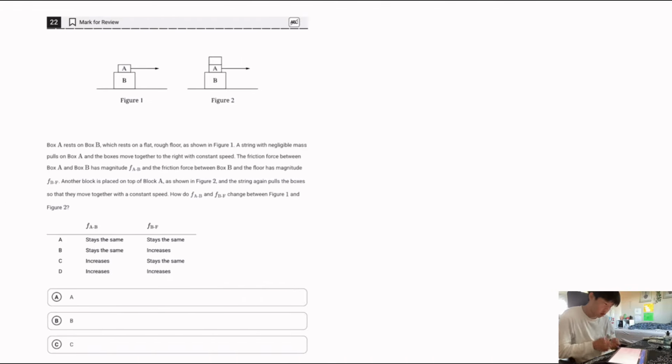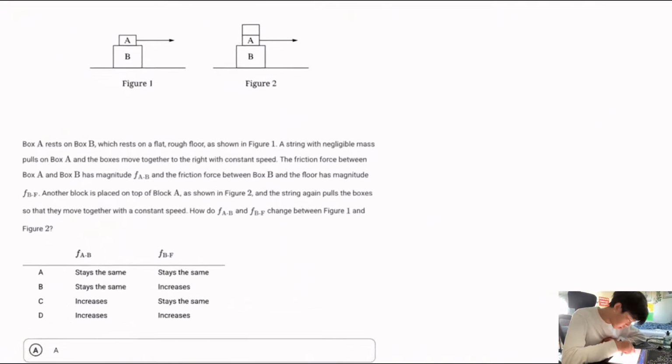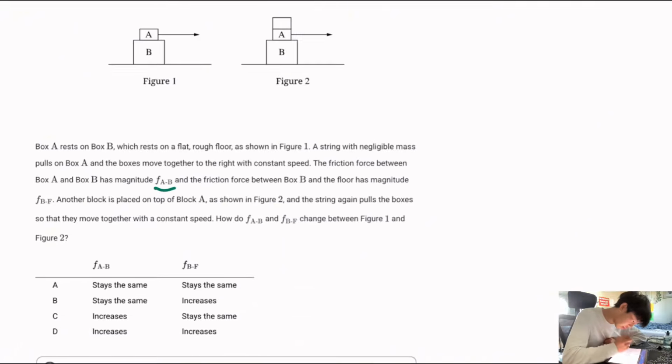Okay. All right. So this next question is also asking all about friction force. So there's two friction forces. There's going to be F between A and B, so this is the friction force over here. And then there's also the one between B and the floor, which I'm going to put as blue. So basically it's asking, when you add another box, what happens to the friction force?